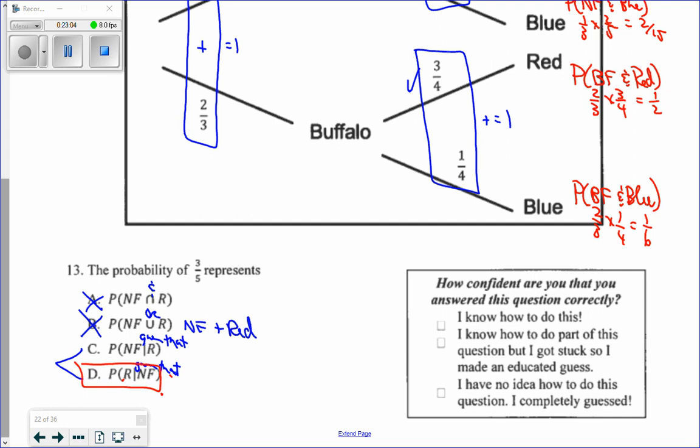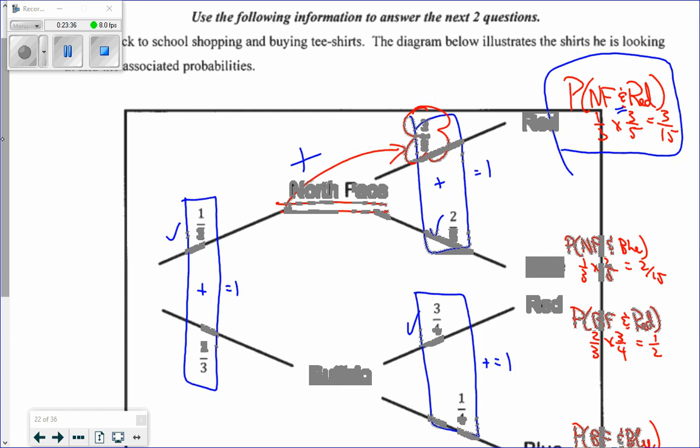If it was this answer, North Face given that it's red, then it would have to be red here, and then it would go North Face, Buffalo, like that. That's how it would have to be drawn in order for the answer to be C. I didn't see any tree diagrams on the January diploma. That doesn't mean there's not going to be one for you. I just didn't see it. But I just want to take away, when you're coming up with the answers, you multiply, and each section has to add to give 1.